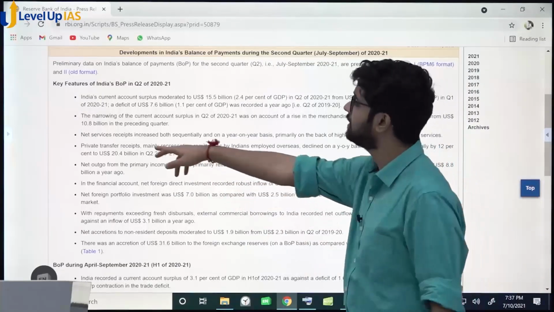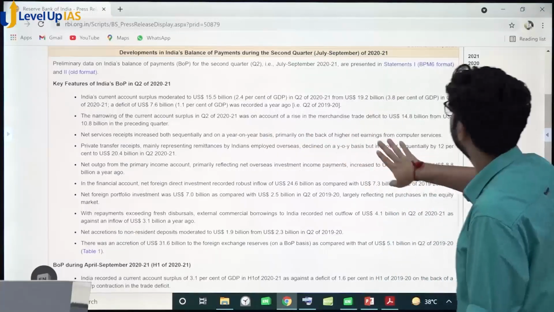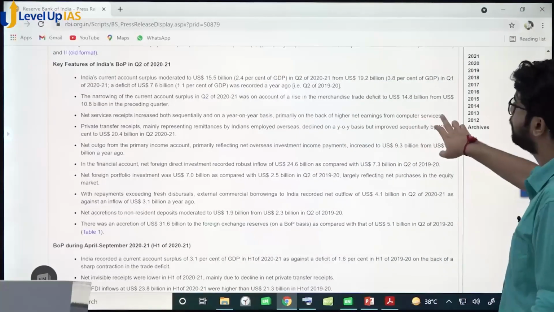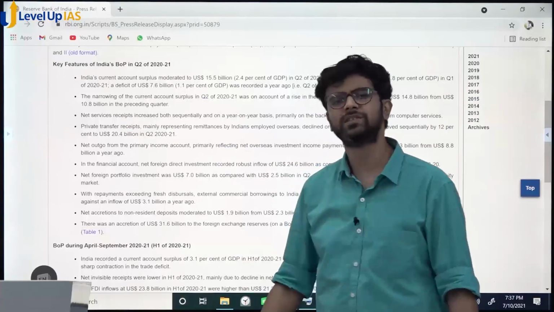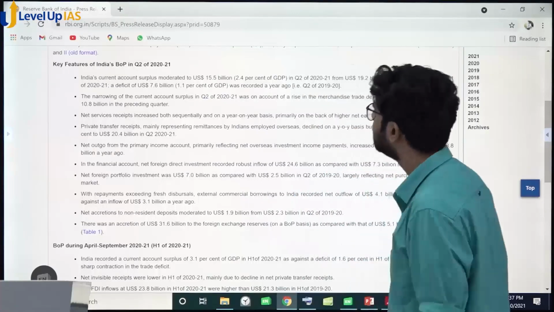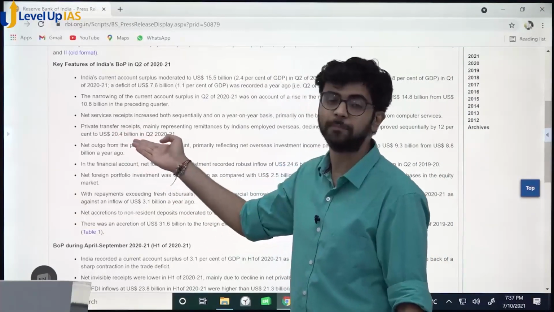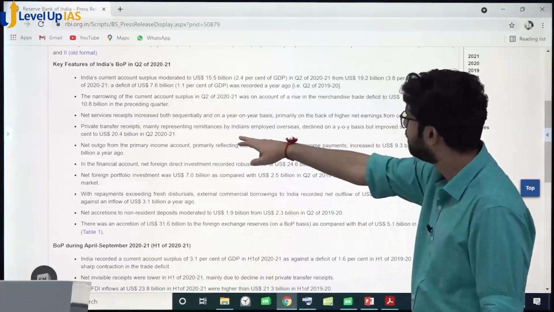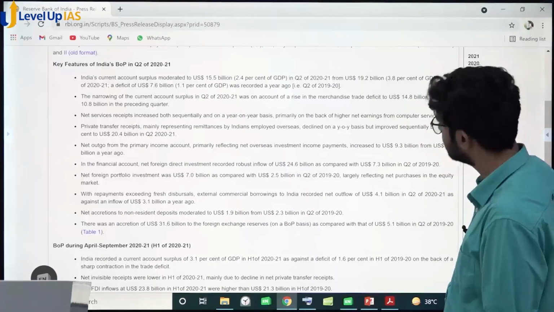Net services receipts, you remember services, increased both sequentially and on a year-on-year basis. High earnings from computer services. See, why are they saying net services receipts? Because net means you pay for services, you receive for services, so this much is the net receipts, right? Private transfer receipts, remember transfers, remittances, etc. Private transfer receipts, mainly representing remittances by Indians employed overseas, declined but improved sequentially.